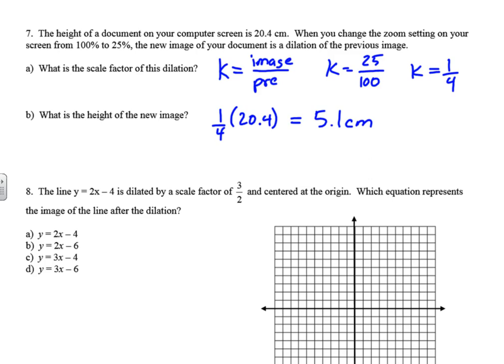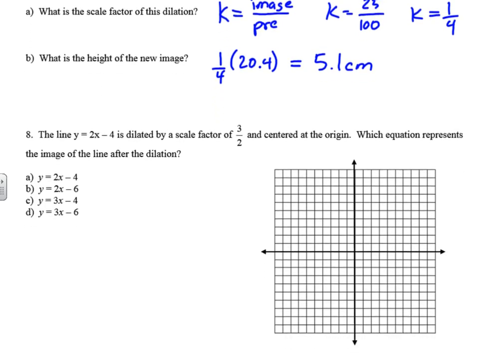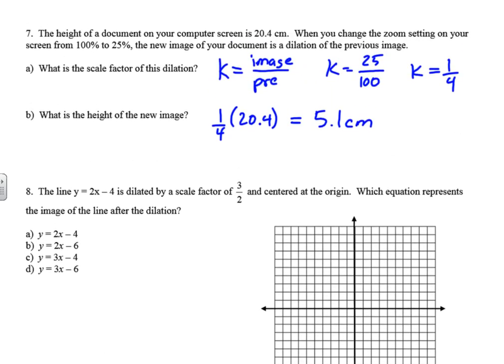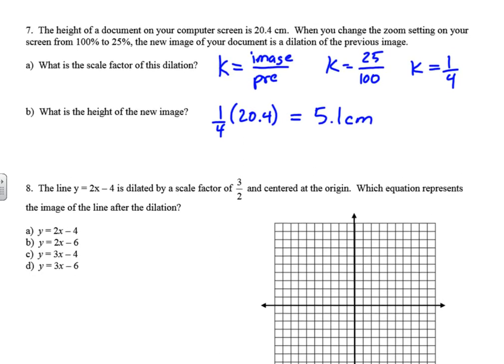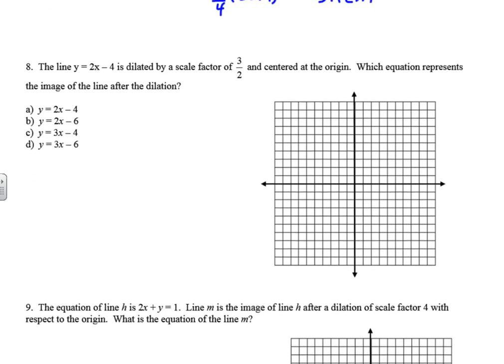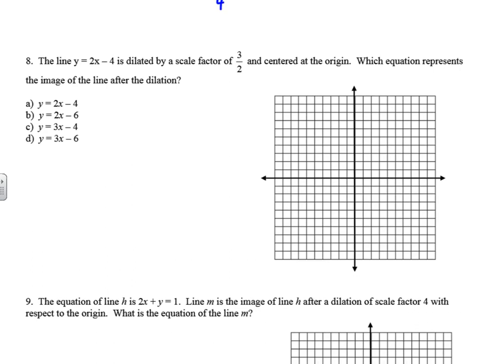So we could use that in relationship to the percentages here. Okay, now number 8. The line y equals 2x minus 4 is dilated by a scale factor of 3/2 and centered at the origin. Which equation represents the image of the line after the dilation?